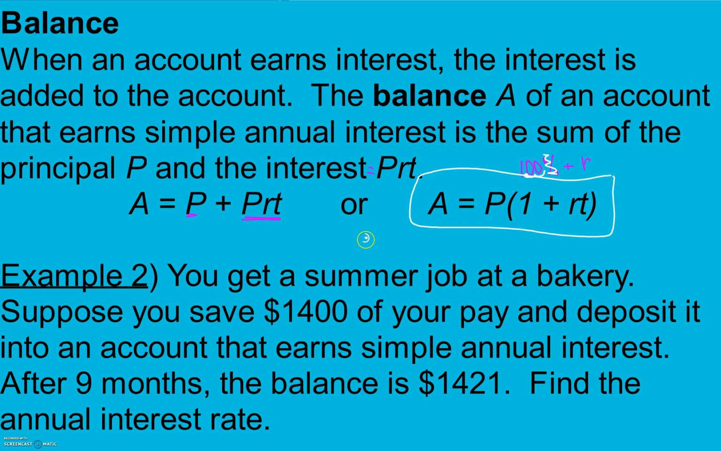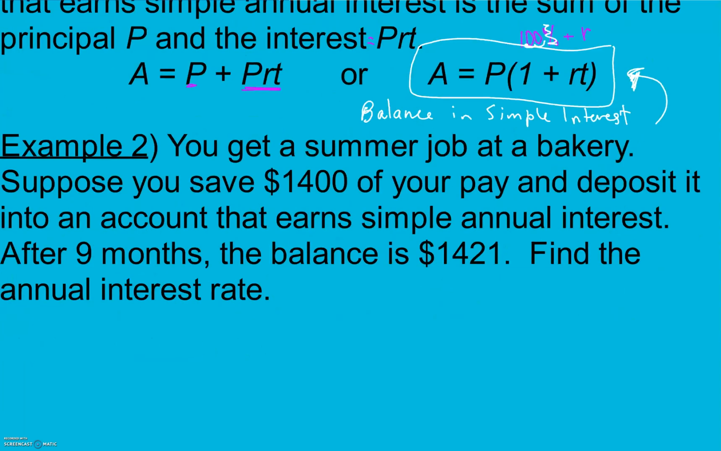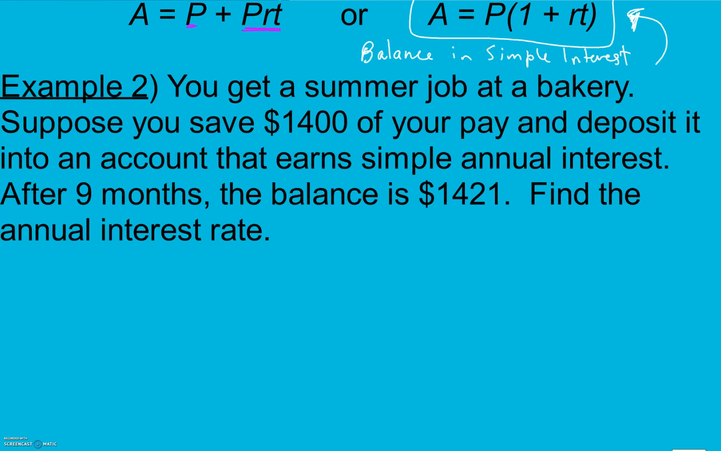And this right here is the formula that I'm going to use for balance in simple interest. Anytime they're talking about a balance for an account and simple interest, this is the formula we're going to use. You get a summer job at a bakery. Suppose you save $1,400 of your pay and deposit it into an account that earns simple annual interest. After 9 months, the balance is $1,421. Find the annual interest rate.